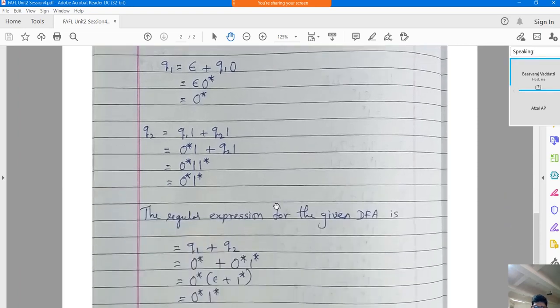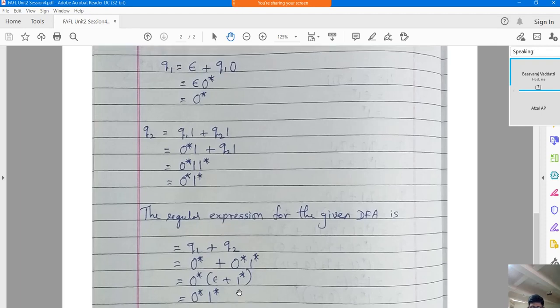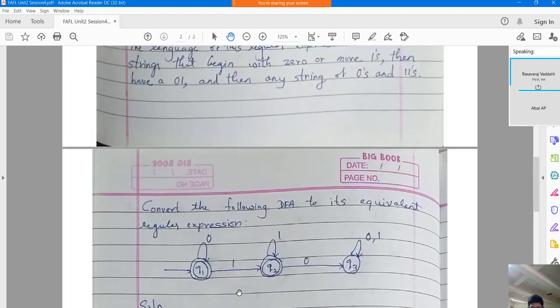Let us find the regular expression for the DFA. It is nothing but Q1 plus Q2. What is Q1? 0 star plus 0 star 1. 0 star is common. Epsilon plus 1 star means 1 star. Therefore, the final regular expression for the given DFA is 0 star 1 star. What is the interpretation of this regular expression? Any number of zeros followed by any number of ones. This is the regular expression for the given DFA.